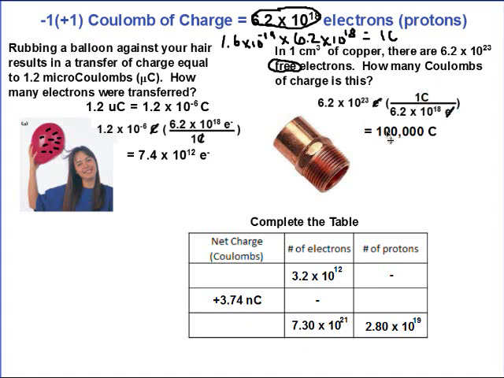And that is about 100,000 coulombs of charge. Now notice the conversion factor that I'm using is really the same conversion factor, it's just flipped around. Whether I put the electrons on top or on the bottom all depends on whether I'm converting from electrons to coulombs or from coulombs to electrons. So be familiar with this conversion factor and be able to use it to convert from one kind of thing to another.